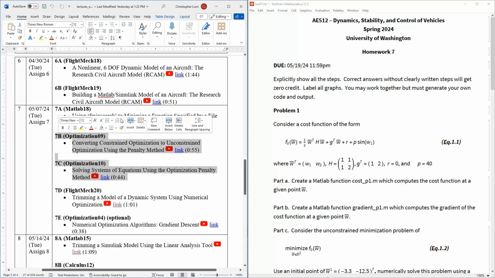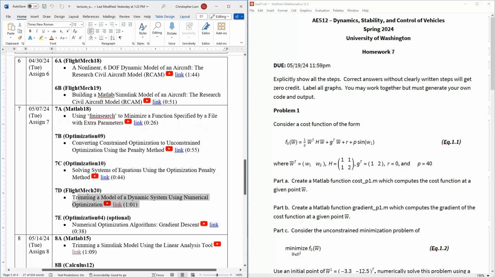Now, after we have this idea down, we are going to translate this into an actual engineering problem. I have this idea of how to do mathematical optimization using the penalty method. I can use this to solve systems of equations. Can I now take that idea and turn it into a system which will basically trim our aircraft and find operating conditions that relate to a specific physical condition that we care about?